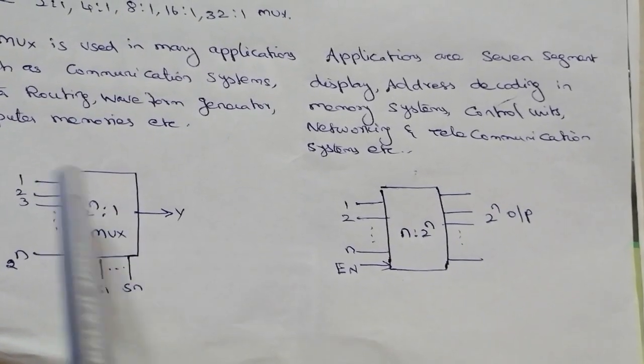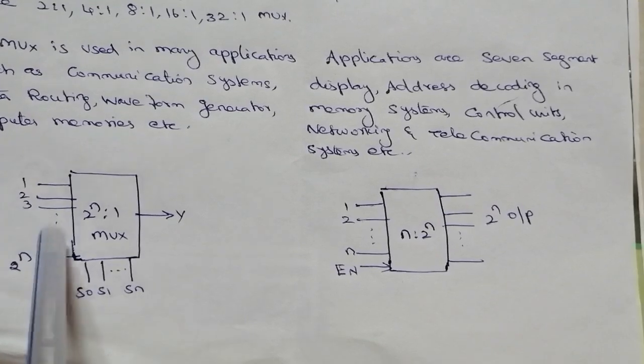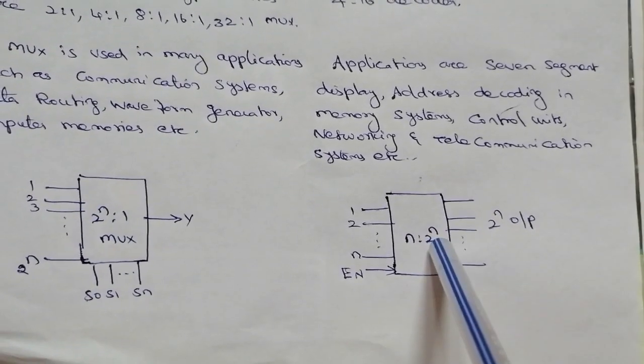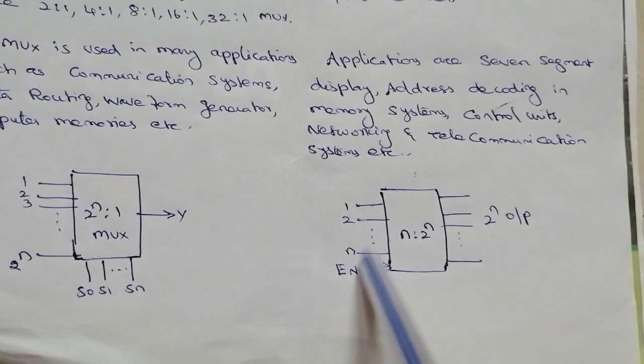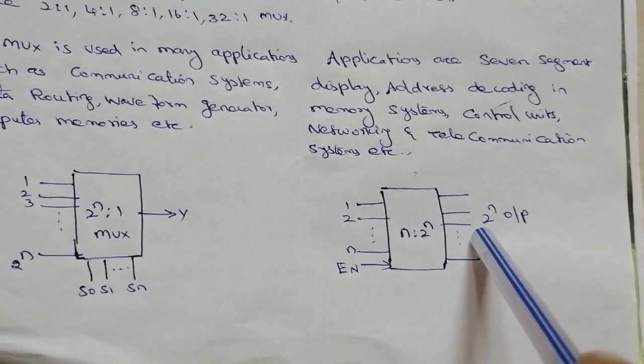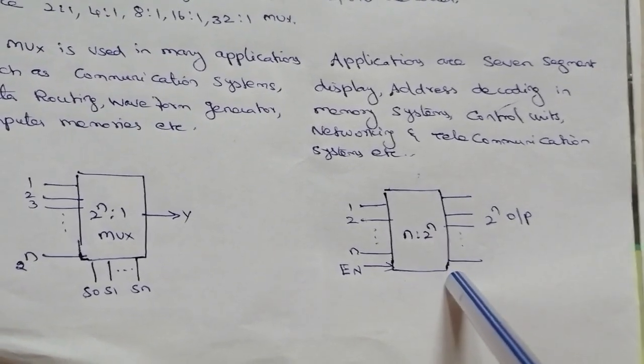So mux means which has 2 power n input lines and only one output line, so which is 2 power n is to 1. Decoder is which has n input lines and a maximum of 2 power n output lines, which is called a decoder.